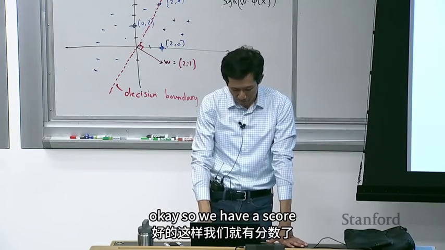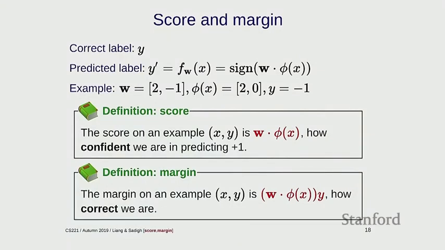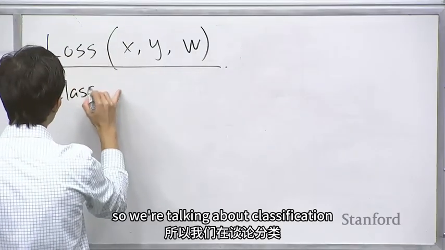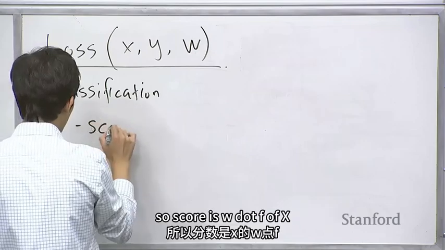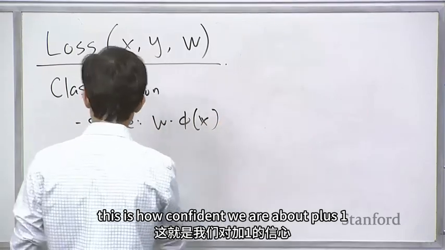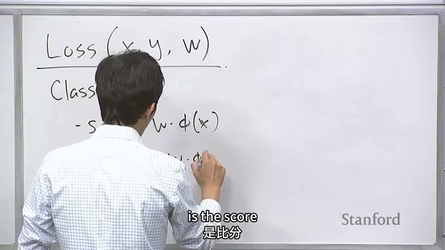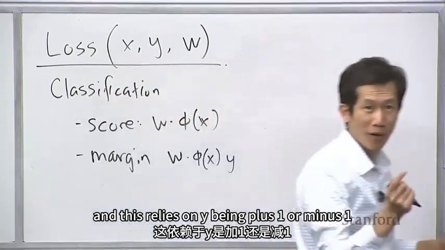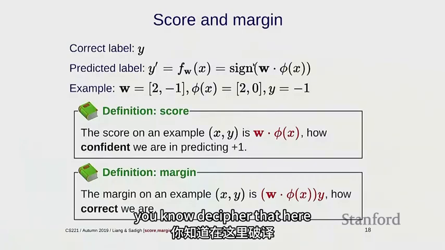Okay, so we have a score, and now we're going to define margin. We're talking about classification; I'm going to sneak regression in a bit. So the score is w dot phi of x. This is how confident we are about plus 1. And the margin is the score times y. This relies on y being plus 1 or minus 1. This might seem a little bit mysterious, but let's try to decipher that here.